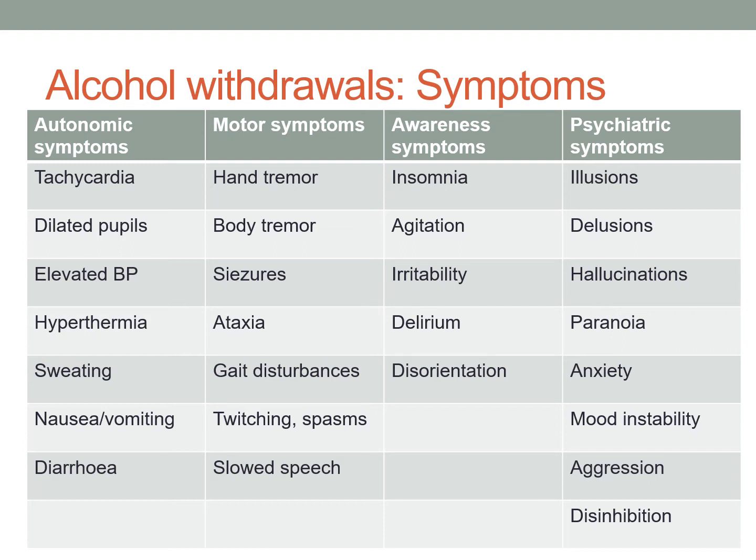So we have autonomic symptoms such as tachycardia, dilated pupils or hypothermia. Motor symptoms, classically a hand tremor or maybe a full body tremor or even seizures. Their awareness is impacted, so they can suffer with delirium, disorientation, and they can suffer with psychiatric symptoms such as hallucinations, paranoia, severe anxiety, and severe mood instability.